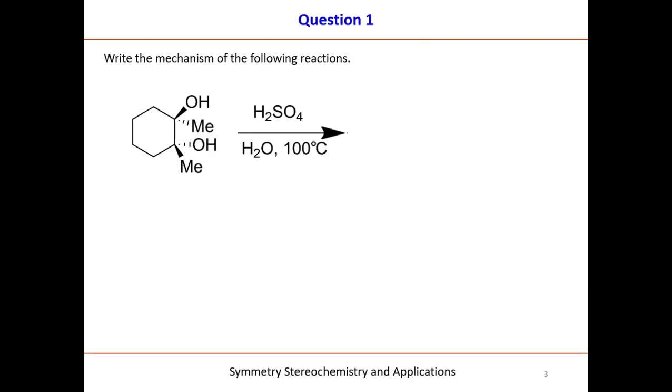So this is question number 1. Here the question is: write the mechanism of the following reactions. The structure is given here, and the reaction condition is also given here. This reaction looks simple, but we have to discuss the mechanism because it is a rearrangement reaction.